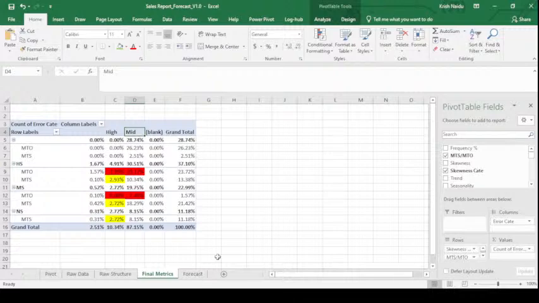And also we are seeing over here, between highest, HS means high skewness, MS means mild skewness, NS means no skewness. Within this high skewness, what is the percentage of MTO and what is the percentage of MTS, right? So if you look at here right now, we have the mild error at around 87.15% and the high error at around 10.34%.